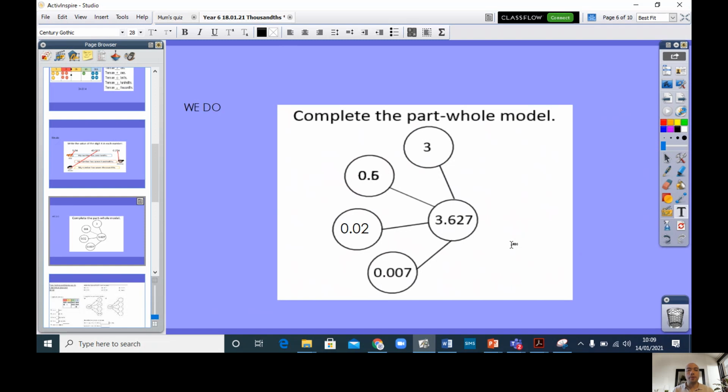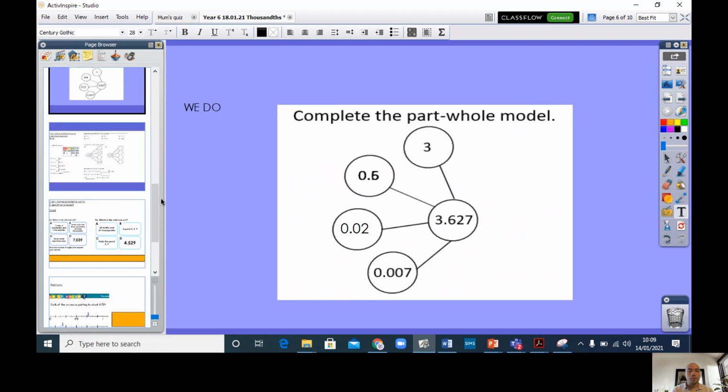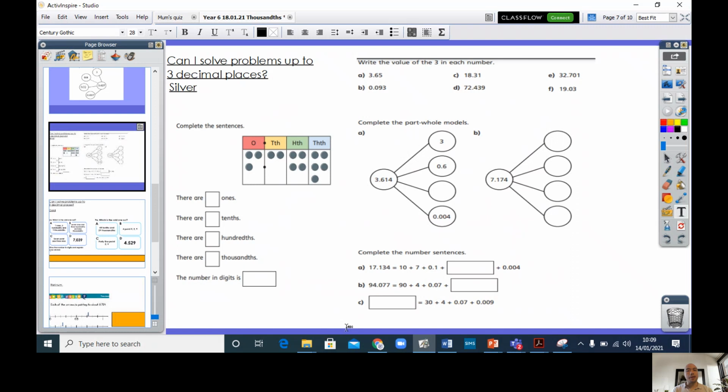The reason I've shown you all of these questions today is because these questions will appear in your work later on. So if you need to rewind to look at the steps of success, that is absolutely fine. So we're going to move on to silver. If you'd like to pause the video and have a go at silver, when you come back, I will have moved on to gold.